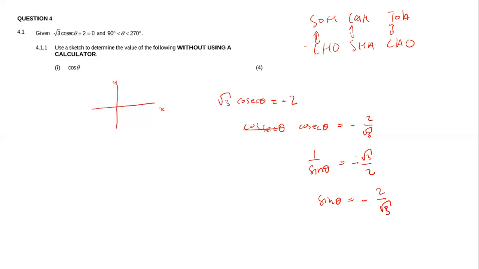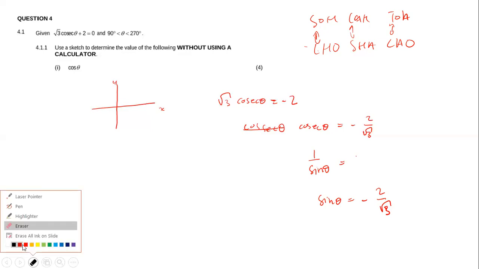So remember, I think I made a mistake there. So this is supposed to be this. Sorry, 1 over sine, which is this, is going to be the inverse of that.